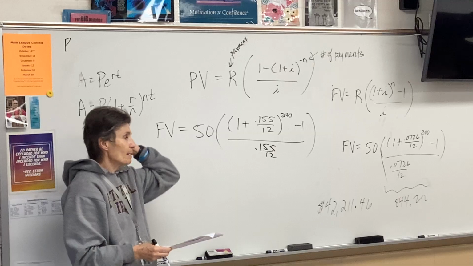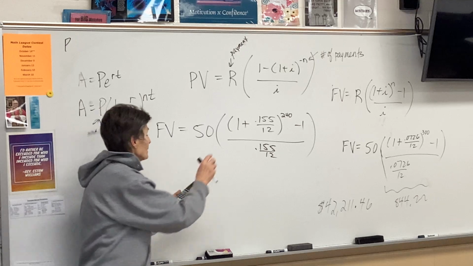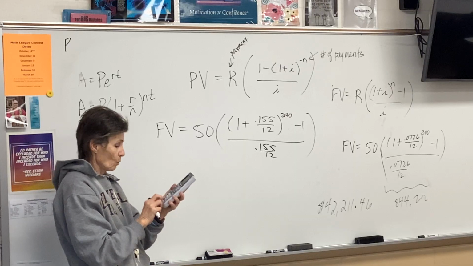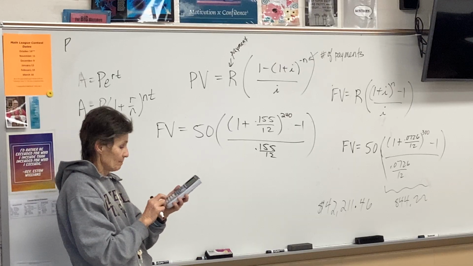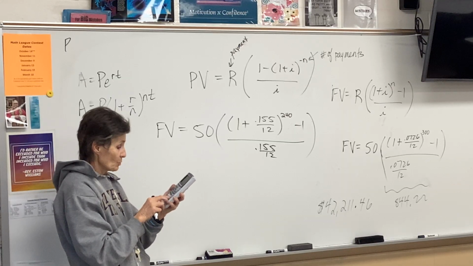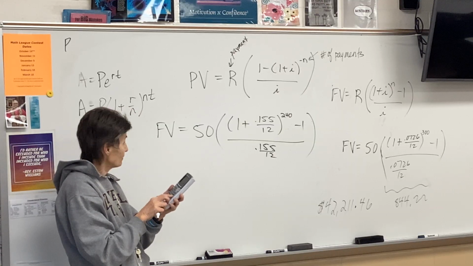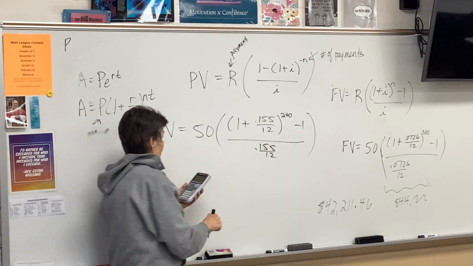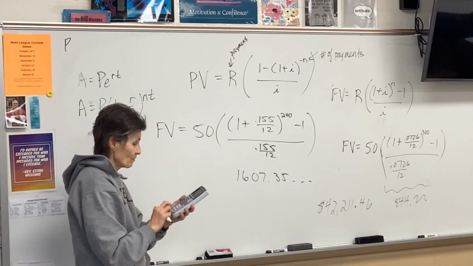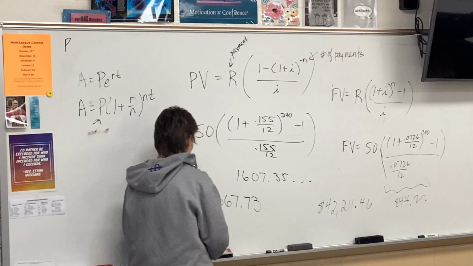He's doing it for less time, but he's got a hugely bigger interest rate. Let's see what's in his account. So again, I'm going to do my parentheses first. You can do whatever you want. Parentheses 1 plus 0.155 divided by 12. Close parentheses, raised to the 240th, minus 1, divided by, parentheses, 0.155 divided by 12. Wow, this is 1607. Times 50. So he's got $80,367.70.